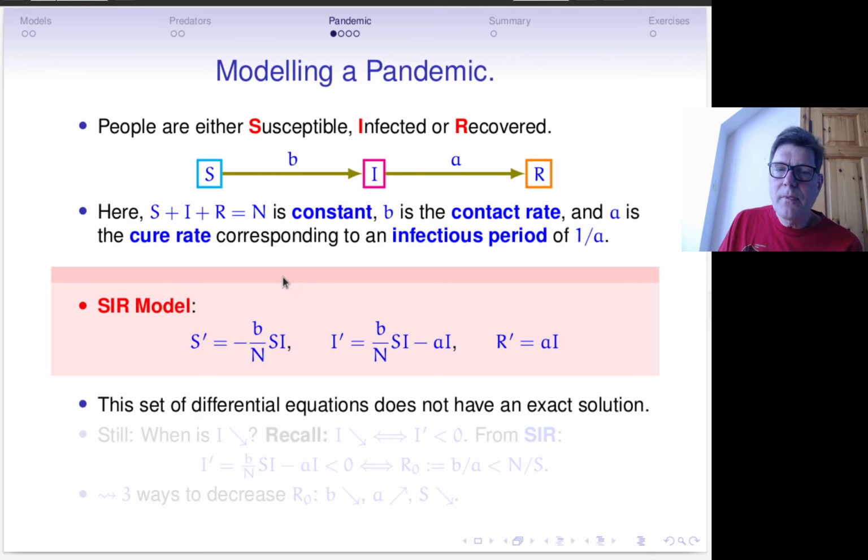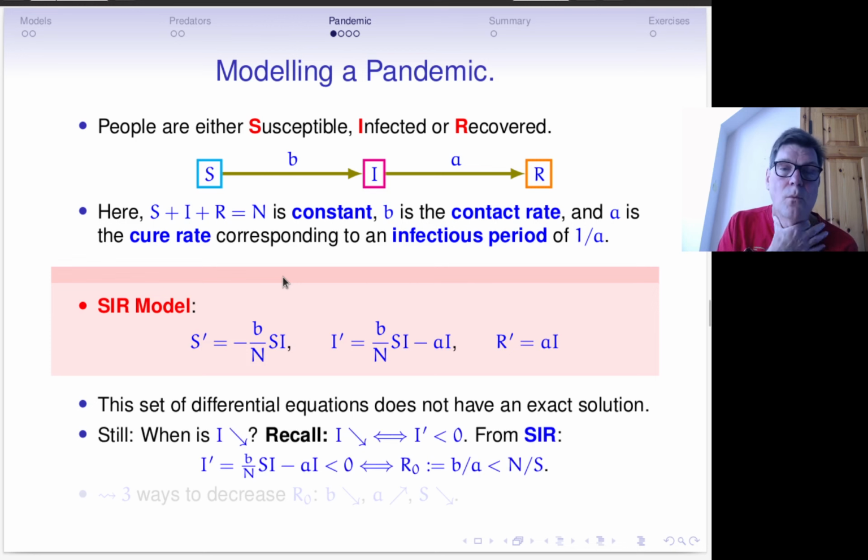And again, it's a simple set of differential equations, but there is no exact solution available. So we're again in a situation where we can't work with an explicit function, but we can work with the differential equation and see, can we derive properties of it. And one natural question to ask is, how can we get the number of infected down? When is I decreasing?